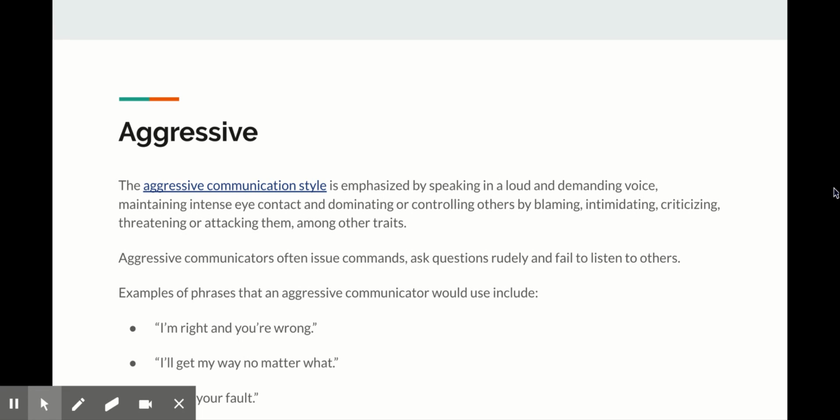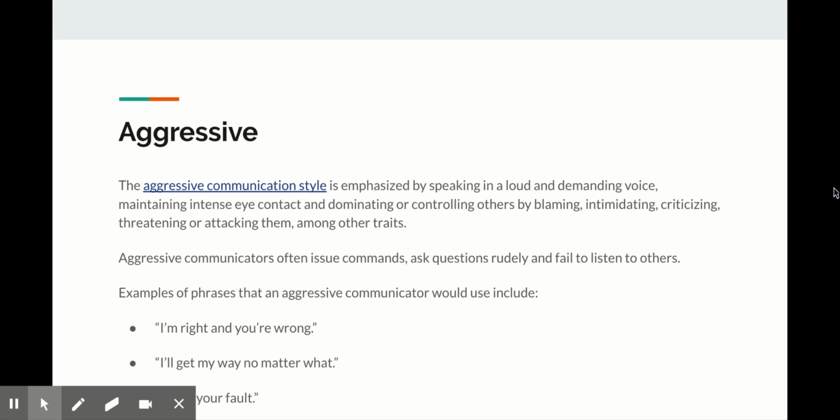Okay, so I think we all know whether who's aggressive or not. The bad thing about aggressive communication is that it belittles other people, right? So this type of communicator is someone who has no problem sharing what they think and what they feel, but at the expense of making other people feel lower or bad about themselves. Okay, so aggressive communicators often issue commands, they ask questions rudely, and fail to listen to others.